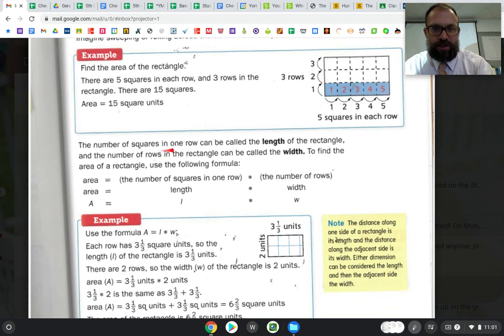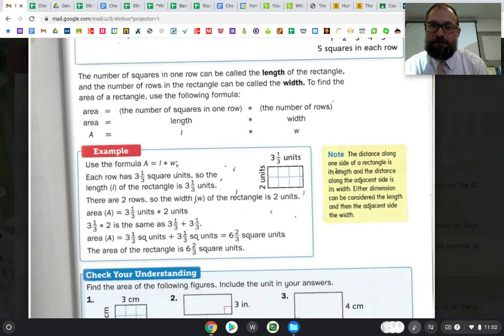The number of squares in one row can be called the length of the rectangle, and the number of rows in the rectangle can be called the width. To find the area of a rectangle, use the following formula. The area is the number of squares in one row times the number of rows. So that's another way of saying the area is equal to the length times the width, or the area is equal to L for length times W for width. They're all the same thing.